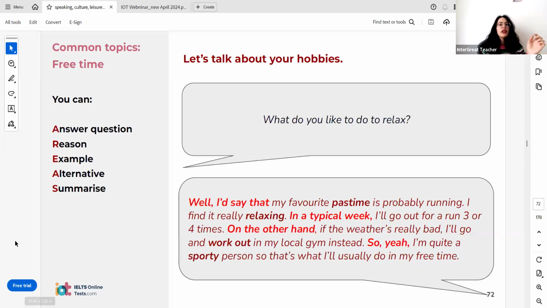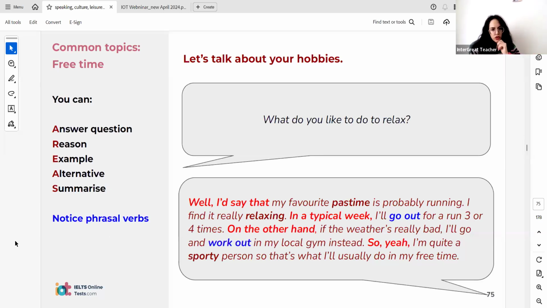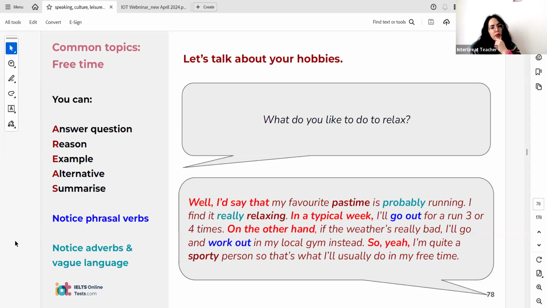Try to add some linking words. Notice the phrasal verbs that I've used. Go out, work out. Notice the adverbs and the vague language that I use, like probably, really, 3 or 4 times, adverb of time. So I'm quite, instead of just saying I'm sporty, I say I'm quite.